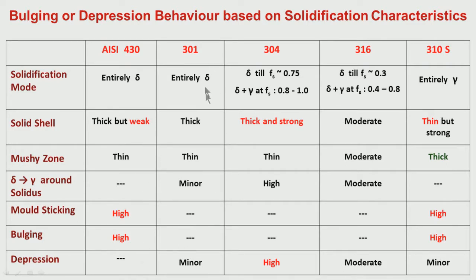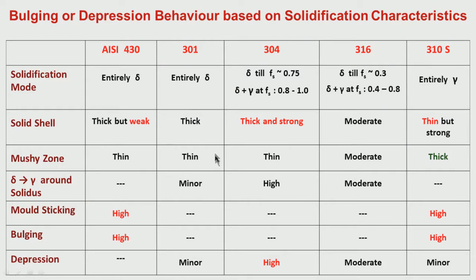301 is entirely delta. The solid shell is thick, but it is not very weak, because towards the end of solidification it is transforming to austenite. Austenite's high temperature strength is relatively high. So, it is thick, it is not weak, it is thick but relatively strong.